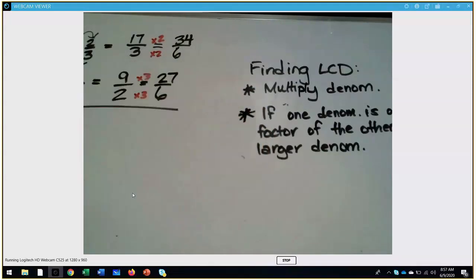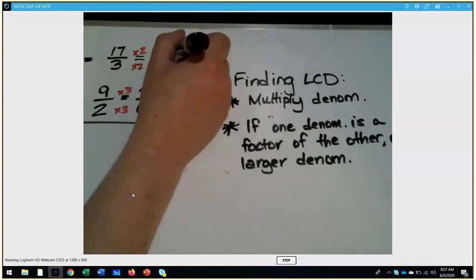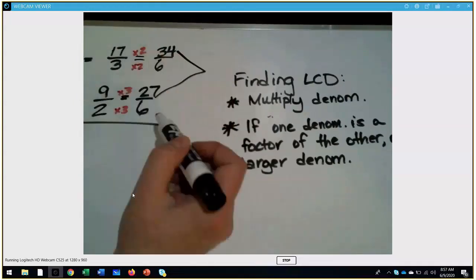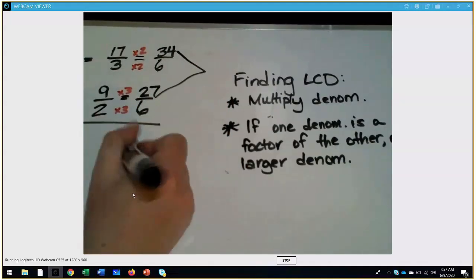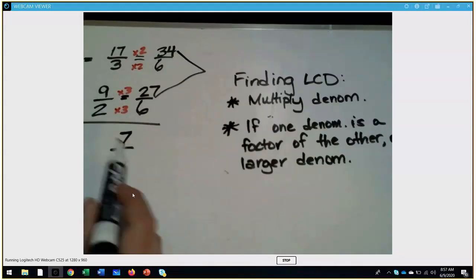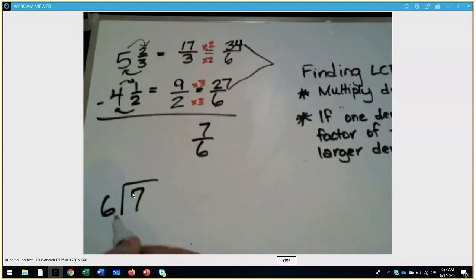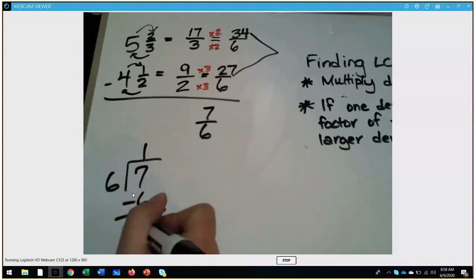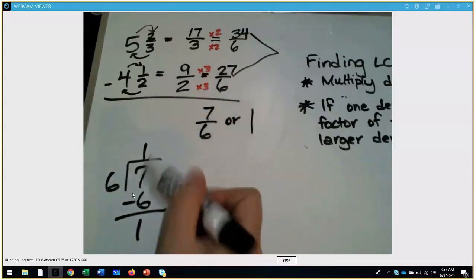Okay, we've got common denominators and equivalent numerators. Now we're going to do the operation. So we were subtracting in this one. I'm going to subtract 34 minus 27, which is 7. Keep my denominator, and then try to reduce. This doesn't reduce any further, so we can convert it instead. 6 will go into 7 once. 1 times 6 is 6. Remainder of 1. So 1 whole thing and 1 left over.